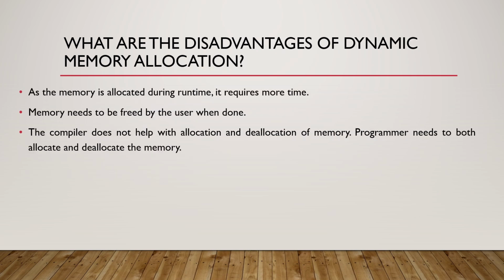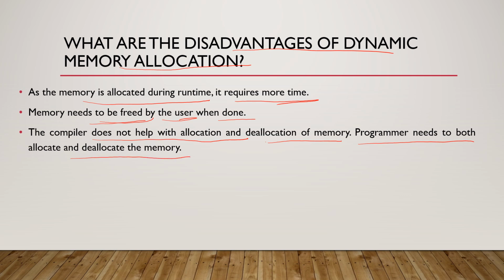Now let us understand the disadvantages of dynamic memory allocation. So as the memory is allocated during runtime, it requires more time. Memory needs to be freed, that means the memory needs to be released by the user when it is done. So the compiler does not allocate or deallocate the memory in dynamic memory allocation. Basically, the programmer needs to do both the allocation and deallocation of the memory. So these are a few disadvantages of dynamic memory allocation.